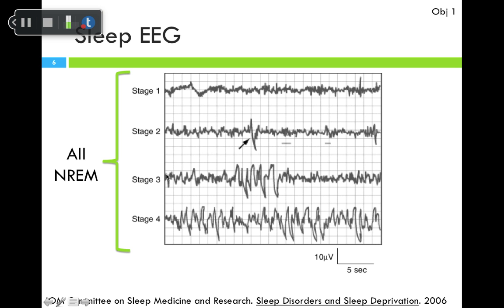And then as you move further into stage 3, you see more slow waves coming in. This section right here that I'm circling is a bout of delta wave sleep, or slow wave sleep. And then you see stage 4 is made up almost completely of delta wave sleep.